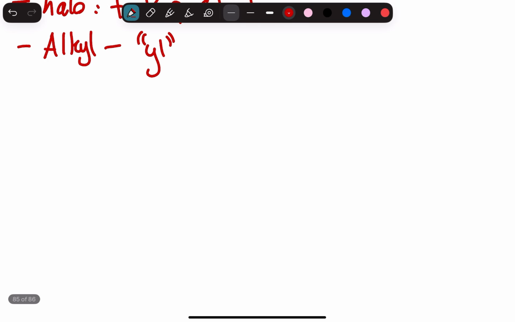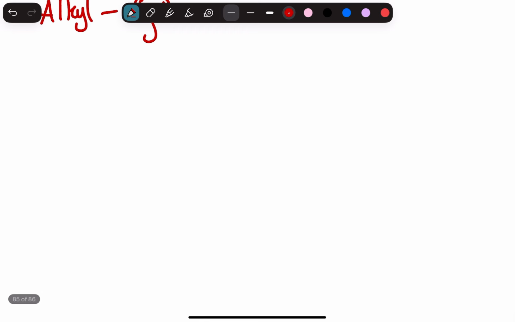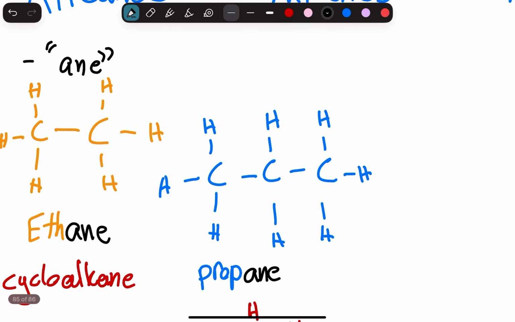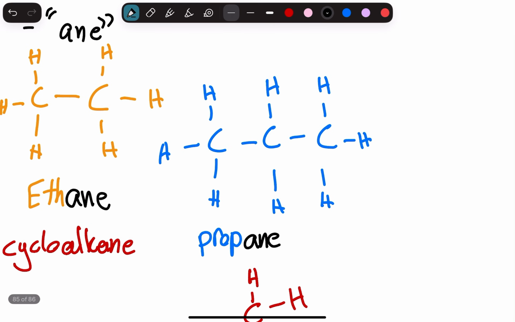So what does this mean? Before we move on to substituents, there's one more thing that we need to know, which is that there are different ways that we can draw our carbon chains. The one that showed up here would be the uncondensed line formula.